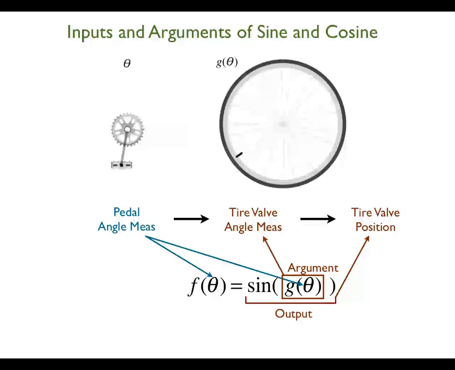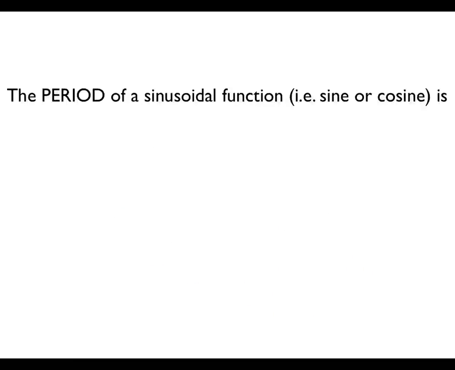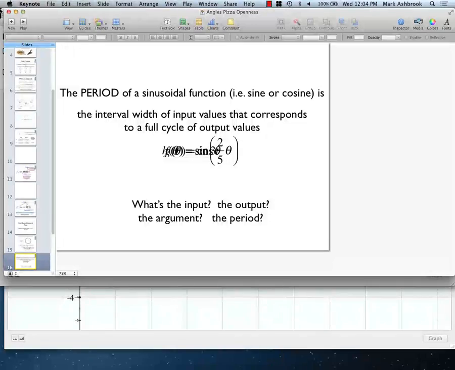All this stuff about the angle of the tire and the position of the tire valve comes from some other angle, which is our input angle. So that's what we're working on. The question is, how does sine of g of theta change, based on however we're changing that angle? How does that change the resulting function? Okay, so let's do some more of that.